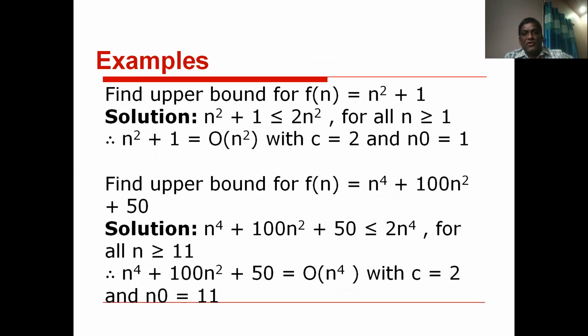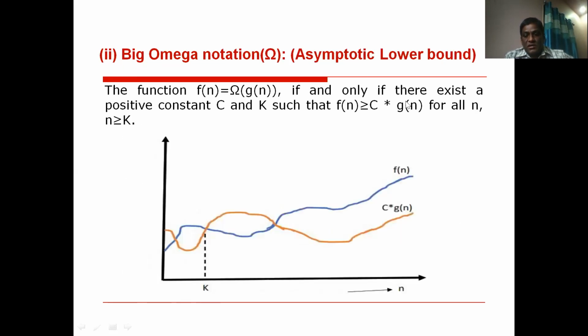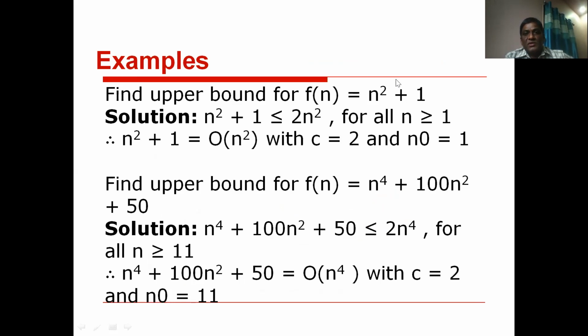Suppose the function is f of n is equal to n square plus 1. This n square plus 1 now needs to be represented as big O notation. So what I need to do is, I will consider that f of n, that is n square plus 1, and I will try to represent this as less than or equal to 2 into some function. This g of n is also your choice. Constant is also your choice.